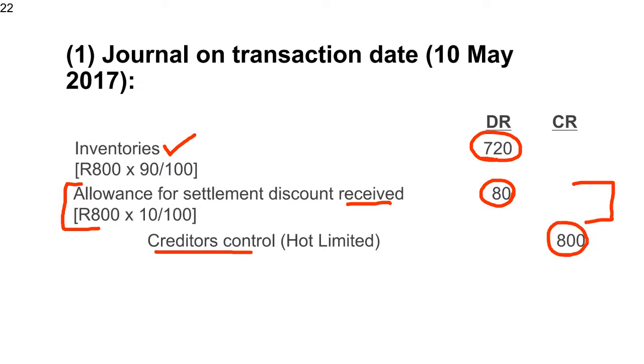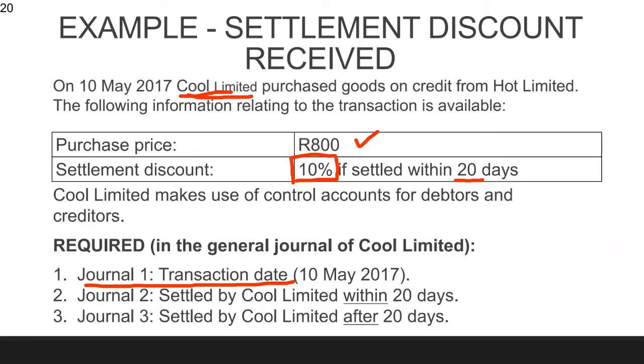Any problems with that first journal entry? Anyone want to ask a question about the first journal entry? Everyone seems quiet.